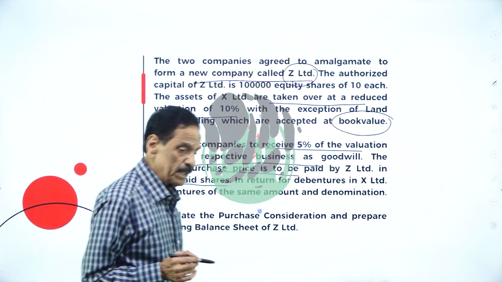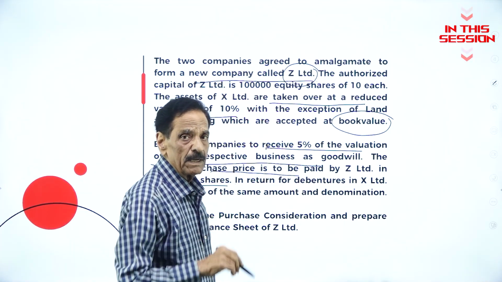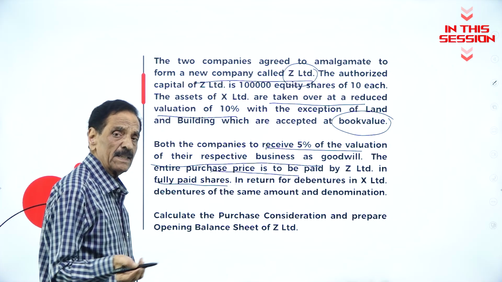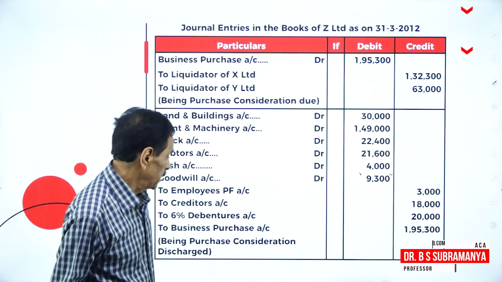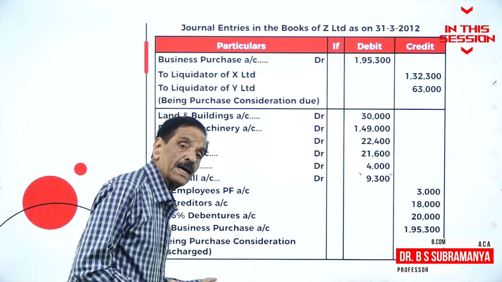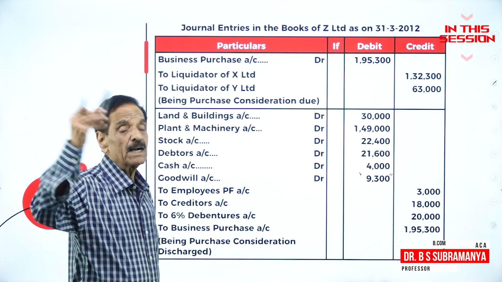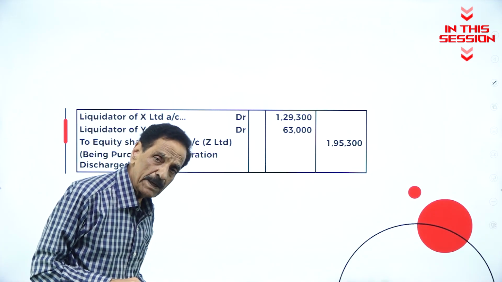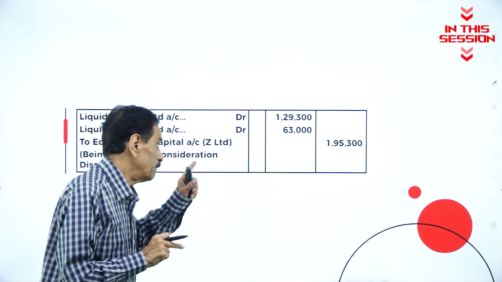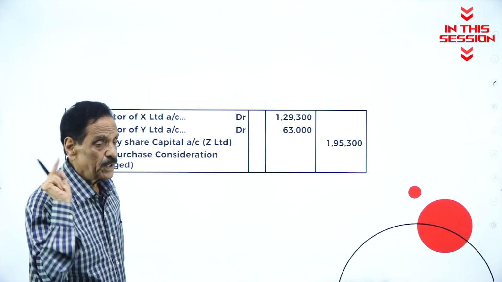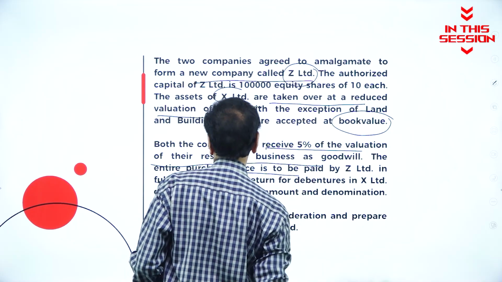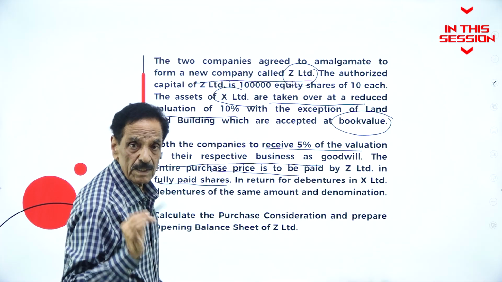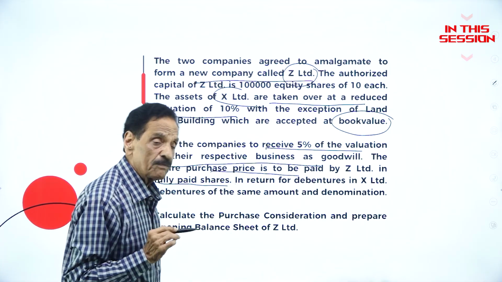Whatever the amount of debenture is there, the same amount has to be calculated and will be retained in the new company also. Goodwill comes on the asset side of the balance sheet. If the difference comes to the credit side, it is called capital reserve. It will come on the liability side of the balance sheet. Z Limited will pay to X company. Z Limited paid to Y Limited in the form of equity share capital. The assets of X Limited are taken over at reduced valuation. That means they not only take the book value of the Y Limited.